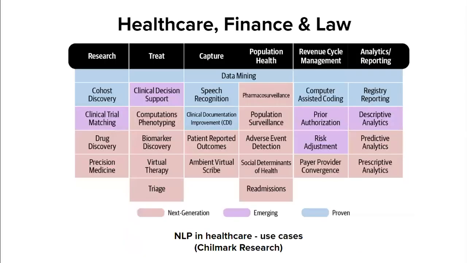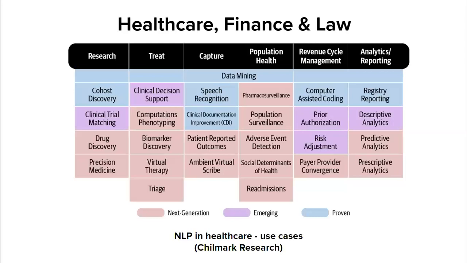And the next chapter is about healthcare, finance, and law. So this figure shows the example use cases of NLP published by Chilmark Research. They categorize NLP research in healthcare into 3 groups: next generation, emerging, and proven. So proven technologies are those where NLP has been used for a long time now. Like say, for example, collecting patient data capture in speech recognition, or helping in clinical documentation and things like that.